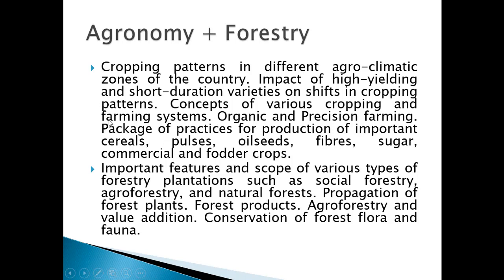For example, look at this topic, package of practices for production of important cereals, pulses, oil seeds, fibers. Here this year they asked about the package of practices of quality protein maize. This is the first time they have asked about QPM, but the answer is nearly the same. There is not much difference, but you should know how QPM is different from normal maize.